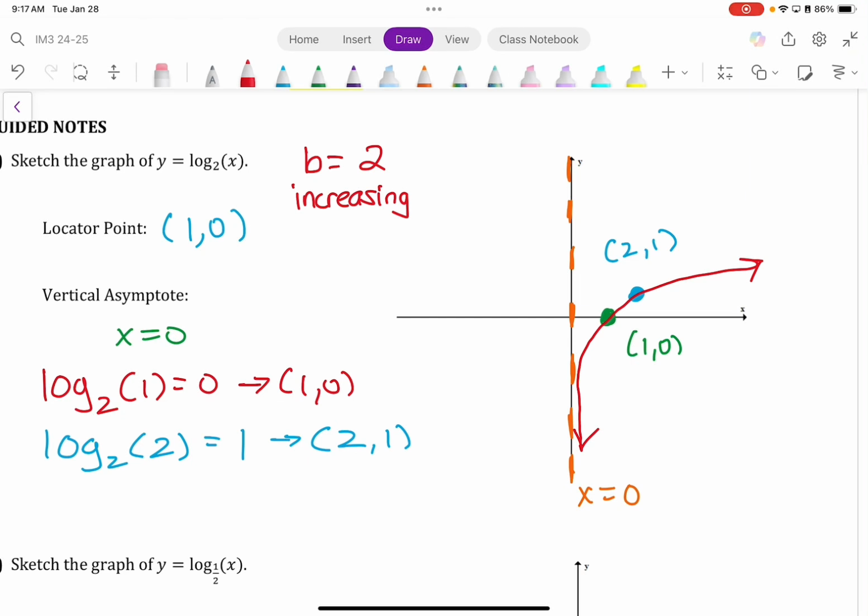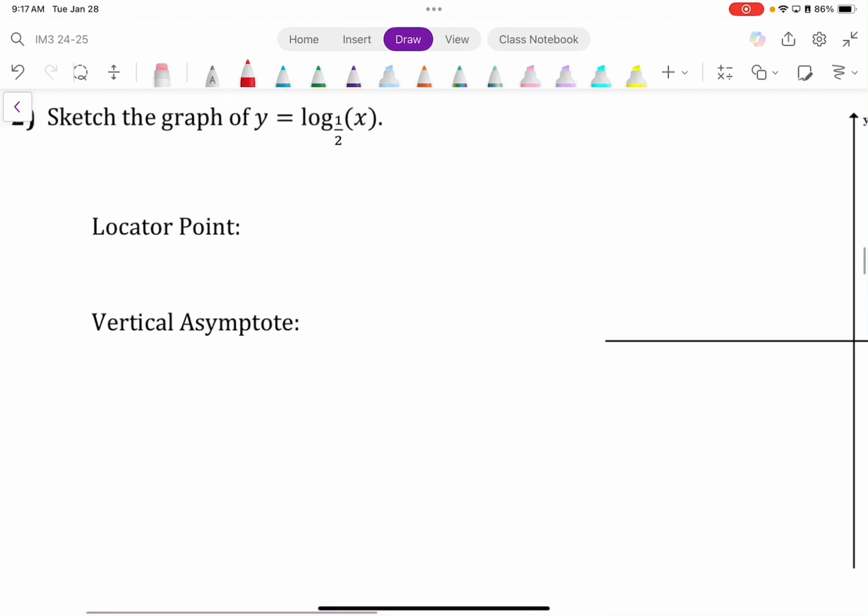Any questions before I move on to the next one? Okay, then let me jump to the next example. Sketch the graph of y equals log base 1/2 of x. We're going to begin by doing the same process, starting by listing the base. What is the base? For y equals log base 1/2 of x, the base is 1/2. If it's less than 1, it's decreasing, so this will be a decreasing function.